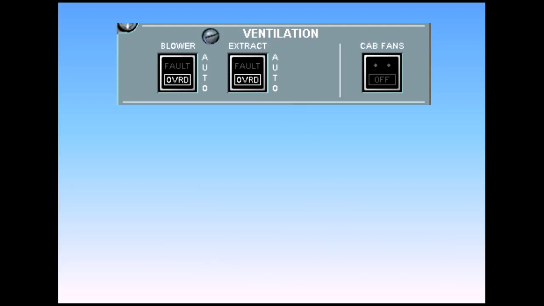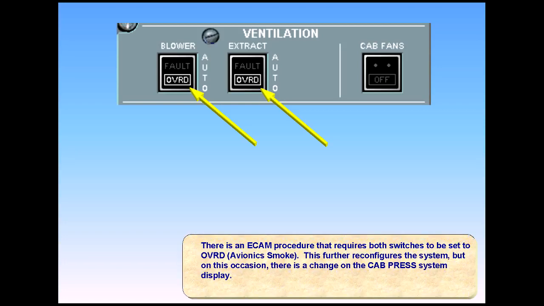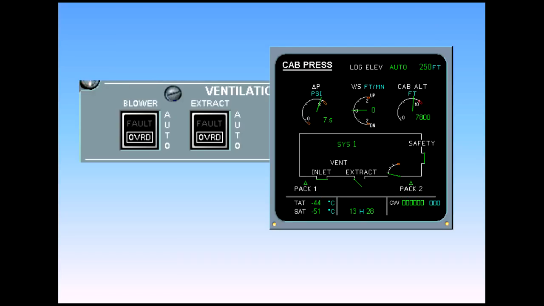There is an ECAM procedure that requires both switches to be set to override avionics smoke. This further reconfigures the system, but on this occasion there is a change on the cabin pressure system display. The extract valve indication shows partly open. This is telling you that a small internal flap has opened, allowing air from the ventilation system to be discharged overboard. This configuration is used in the avionics smoke procedure.